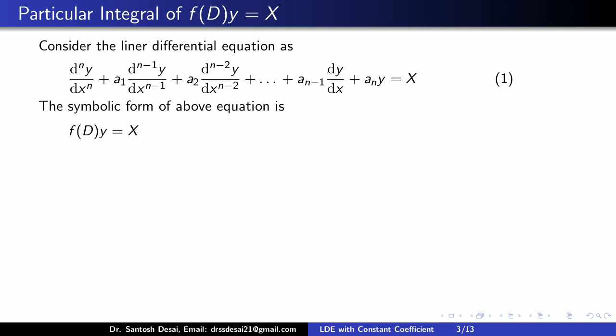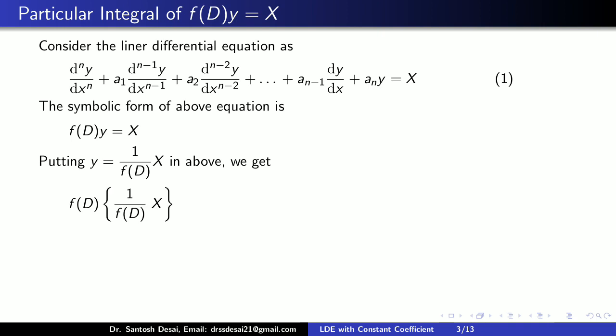Now let us put y is equal to 1 upon f of D into X in this equation. So we get f of D of y, that is f of D into 1 upon f of D into X, is equal to X. From the previous discussion we know that the operators f of D and 1 upon f of D are inverses of each other. So the value of LHS is X, and that is equal to the RHS.